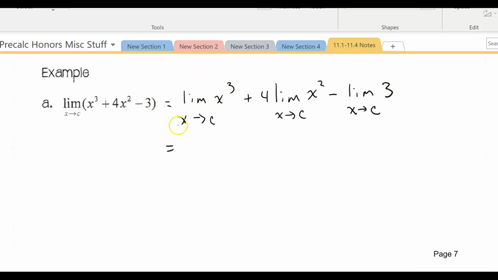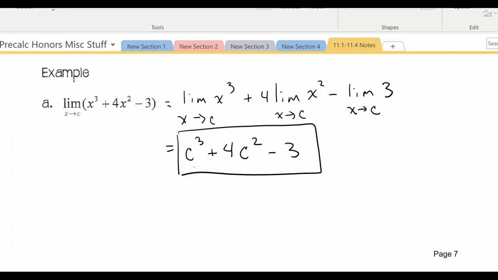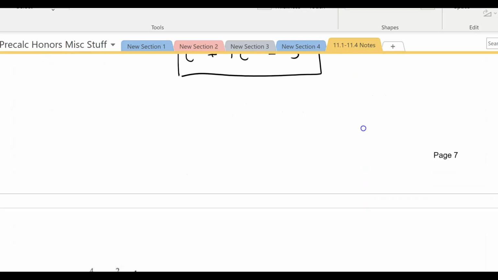So this limit here as x approaches c would approach c cubed. This part here as x approaches c, the value of that would approach 4c squared, and then this would approach 3, so then it would be minus 3. Okay, so again, we're not really going to split things up like this. We would just use direct substitution, where we would substitute in the value for c in our original function instead of splitting it up into 3 separate functions.